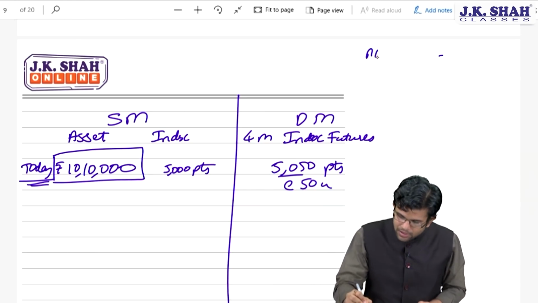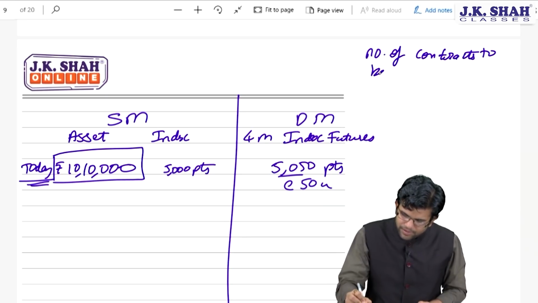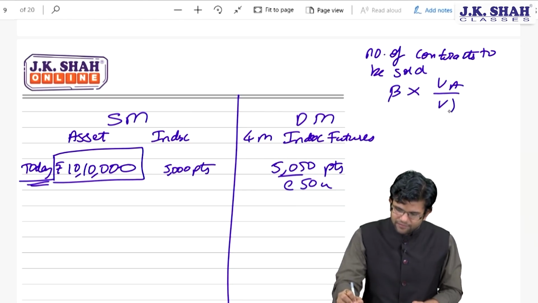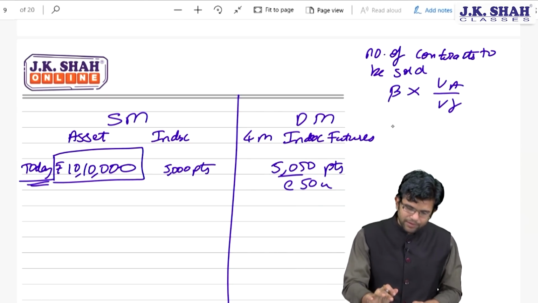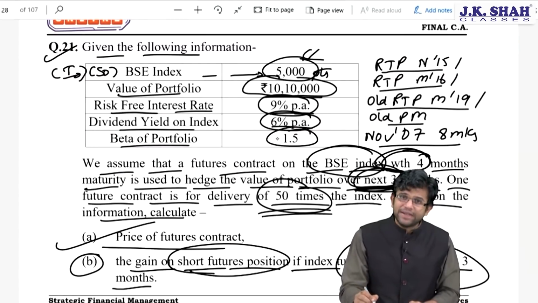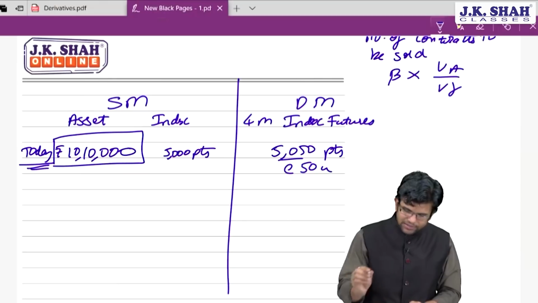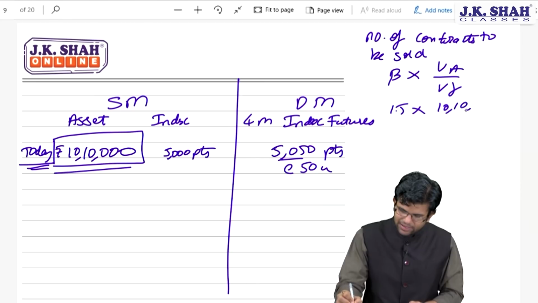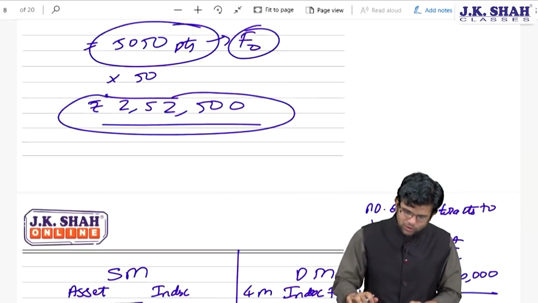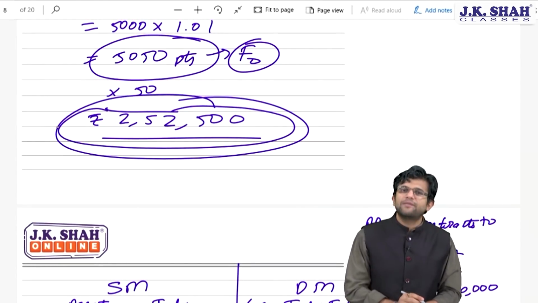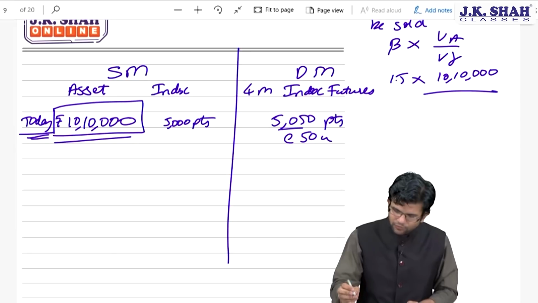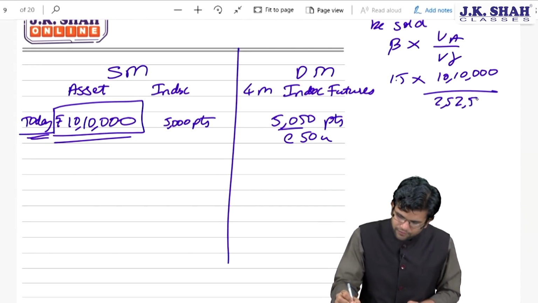In a cross hedging scenario, we will have to find out the number of contracts. So I'll write down here number of contracts to be sold will be, what is the formula, students? Beta into VA by VF. Your beta, students, if you remember, is 1.5 times, correct? I'll write down here 1.5 into value of asset, of course, is 10 lakh 10,000, and the value of one futures contract we have already calculated it to be 2,52,500. I hope you remember this calculation. 5050 into 50, 252,500.